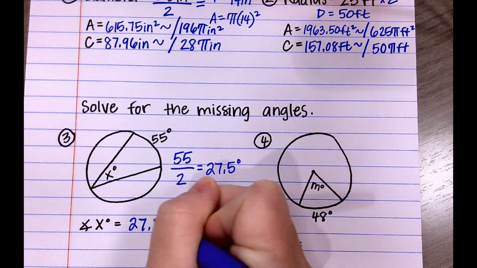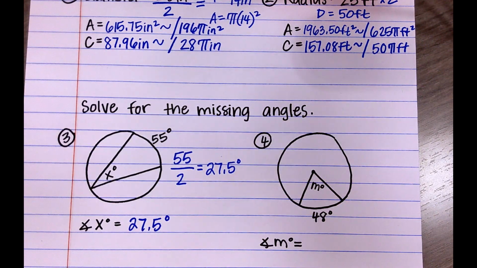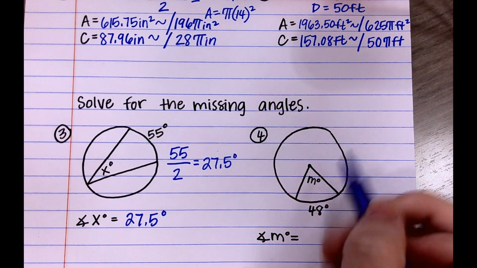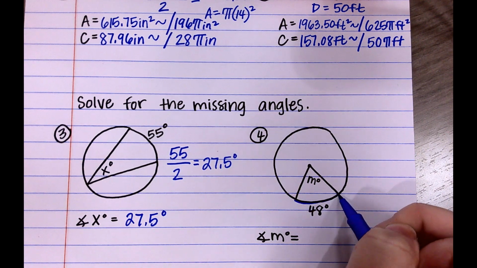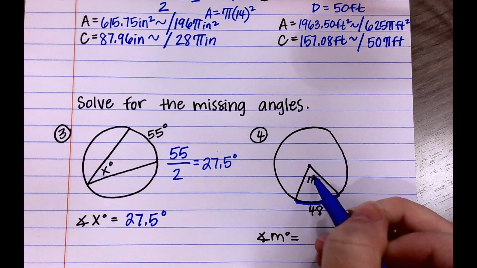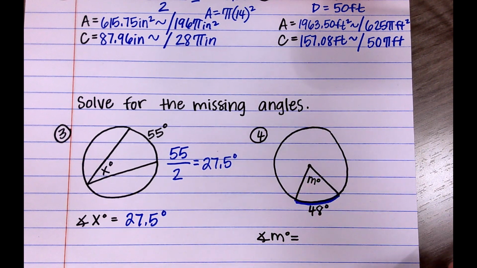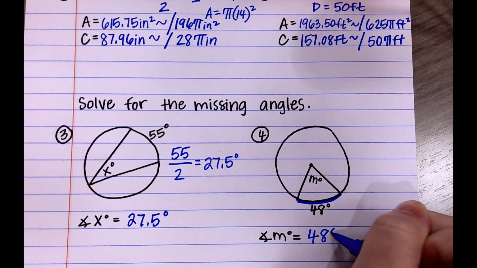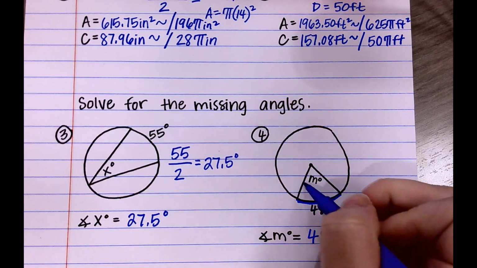Angle x is 27.5. And number 4 should be even easier. This is not an inscribed angle anymore. This is a central angle. If the outer arc here is 48 degrees, what's that central angle? 48. Yes, it's also 48 degrees. It's equal. Perfect.